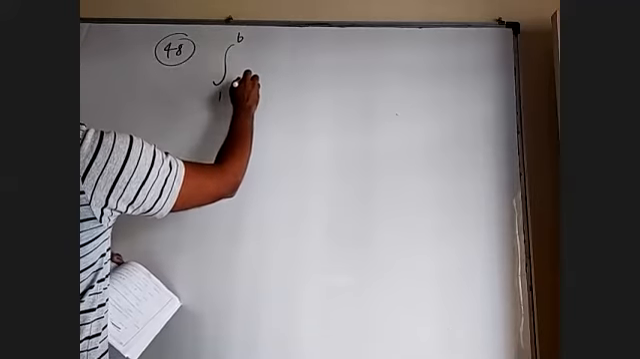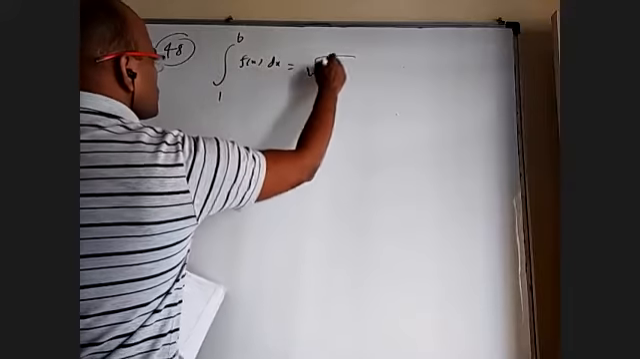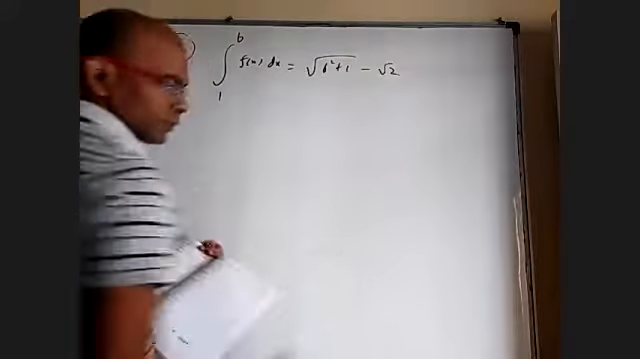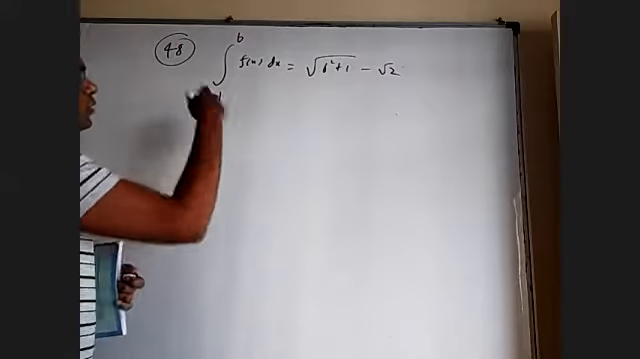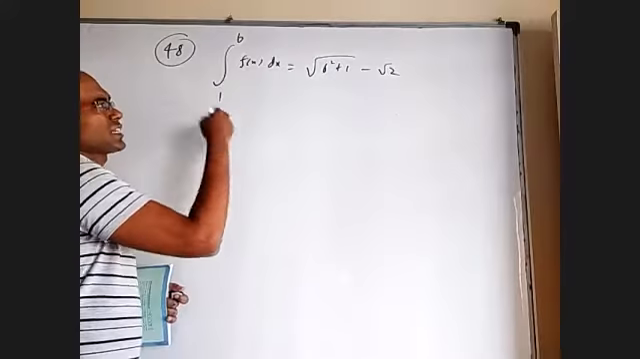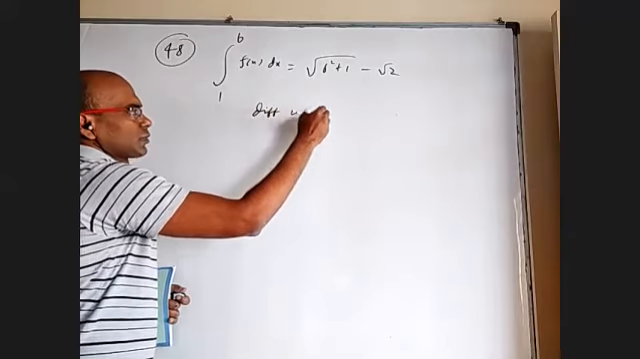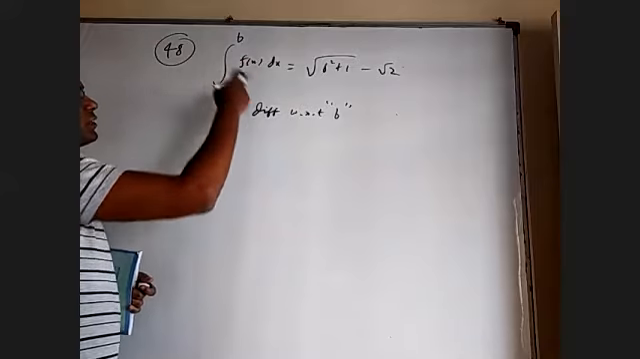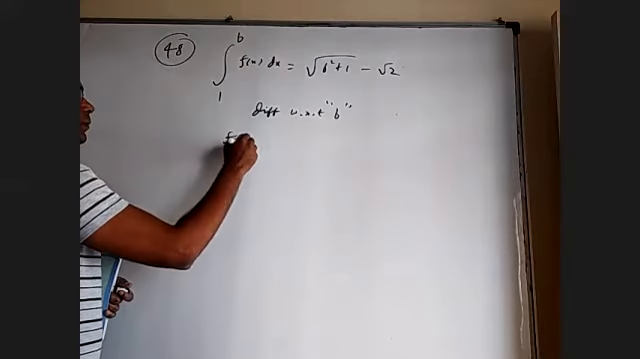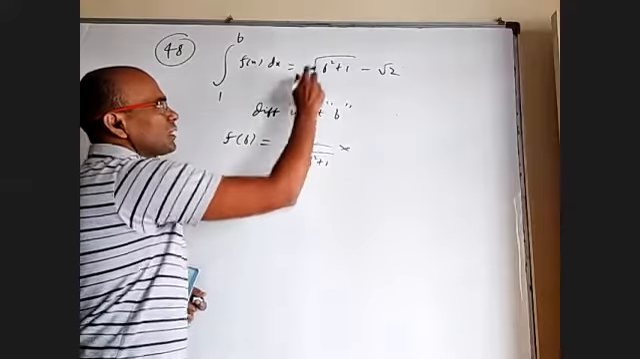Integral 1 to b of f of x dx is root b square plus 1 minus root 2. Whatever b you take greater than 1, this is true. So it is variable in terms of b, so I can differentiate with respect to b. Differentiate with respect to b. Don't think b is constant, b is variable. So you know how to differentiate a definite integral. In the place of this, you will write this f of b. Derivative of this is 1 by 2 root b square plus 1 into derivative of b square, which is 2b.